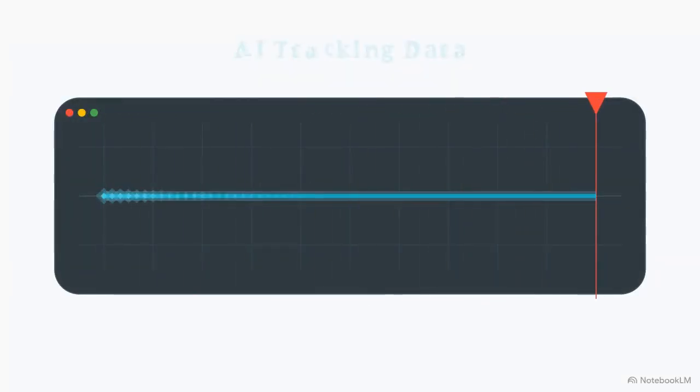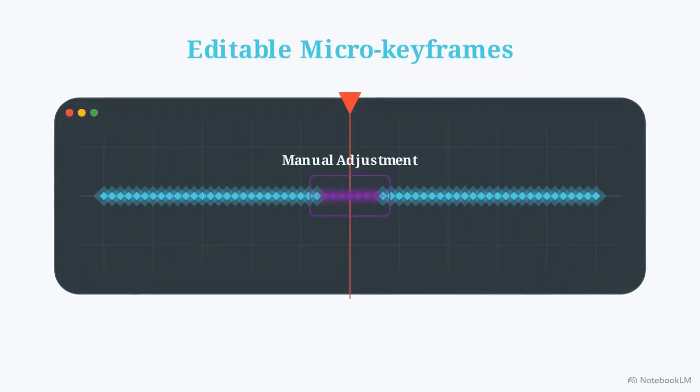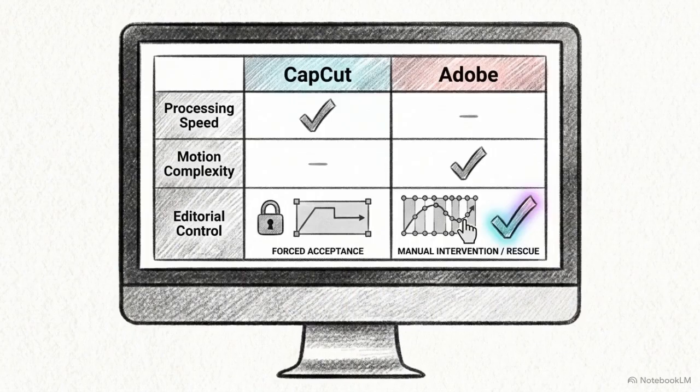The key technical advantage in Adobe is that it reveals its tracking data to you as a series of editable micro keyframes. This allows an editor to step in after the AI pass to manually smooth tracking or fix errors. While CapCut forces you to accept the AI's decision, Adobe lets you rescue a clip it didn't handle perfectly.